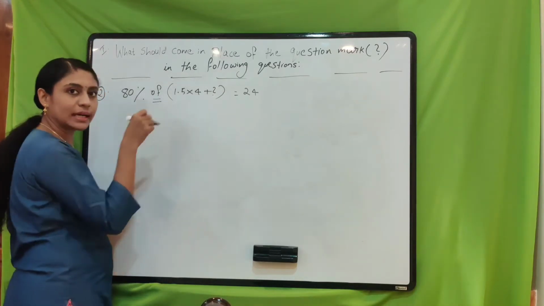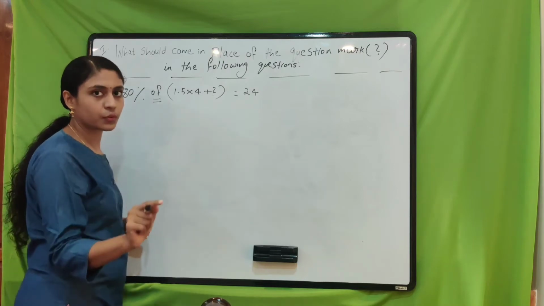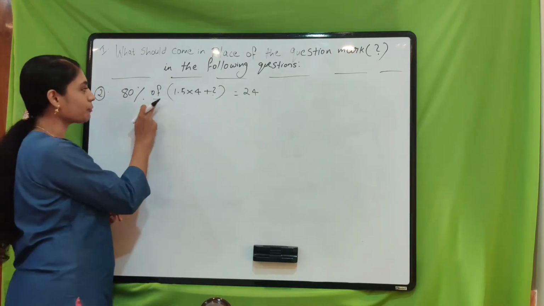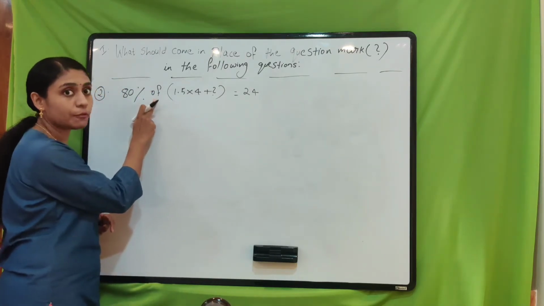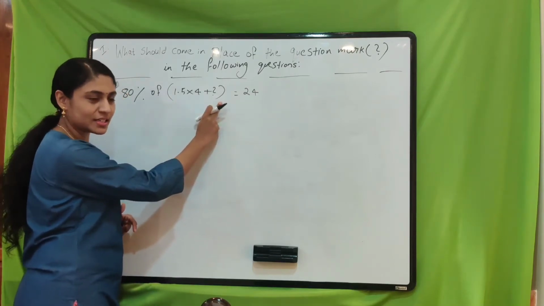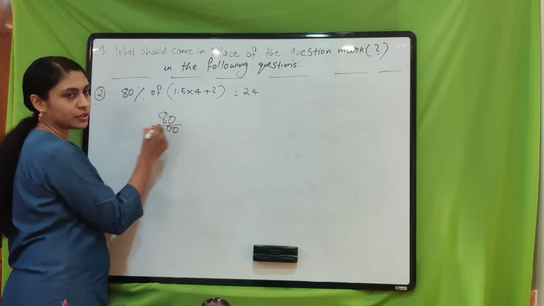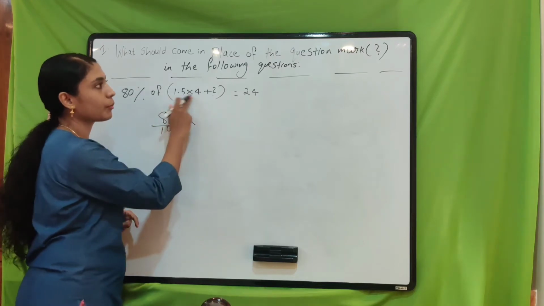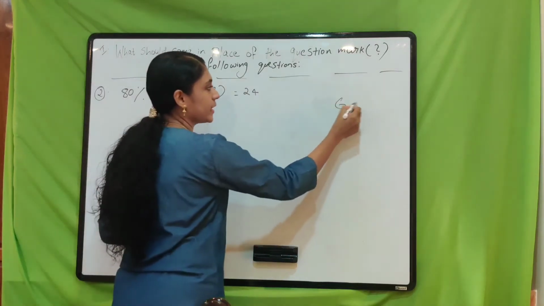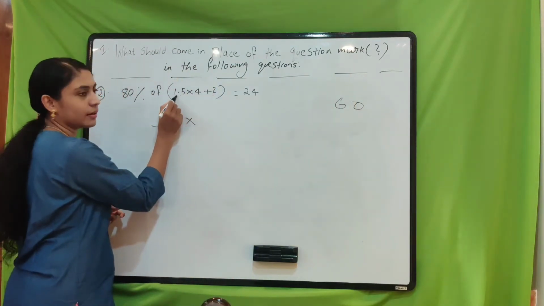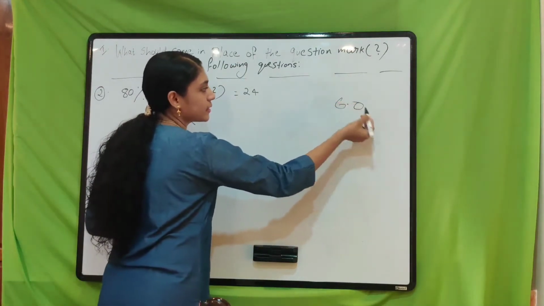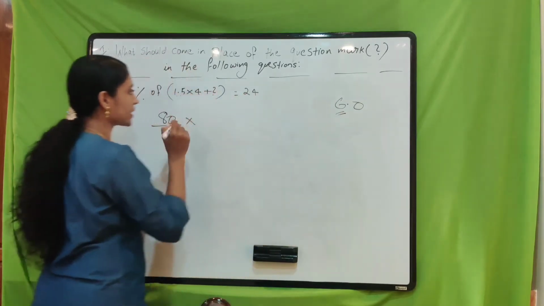This 'of' means multiplication. In the BODMAS rule, O stands for 'of', and that 'of' is this. Okay, 'of' means just multiplication, and this 'of' is common to this term, right? So we can solve. 80% means 80 by 100 or 0.8, right? So 80 by 100 into 1.5 into 4, it is 60, right? But because of this decimal, one place to the left. So the answer is 6.